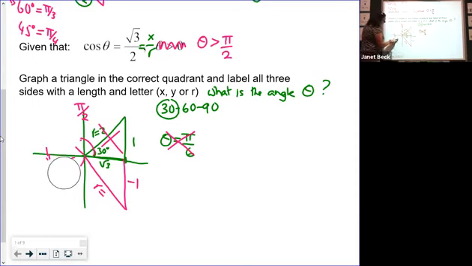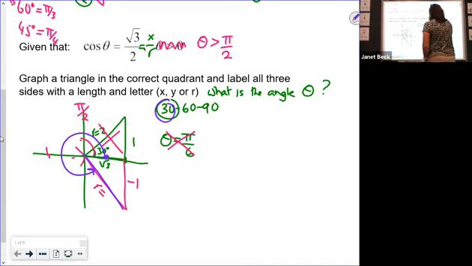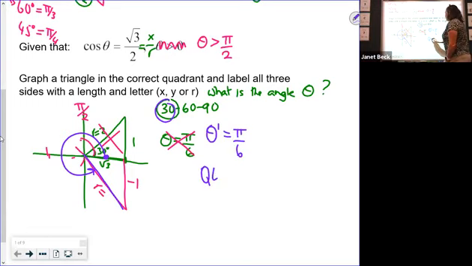So the actual angle I'm wanting there is the angle that starts on the positive x-axis and goes to this terminal ray. I want that angle there. I've still got the same reference angle, that's still a 30, 60, 90 triangle. My reference angle is pi by 6, but I'm not in quadrant 1, I'm actually in quadrant 4. So I'm in quadrant 4 with a reference angle of 30 degrees or pi by 6.